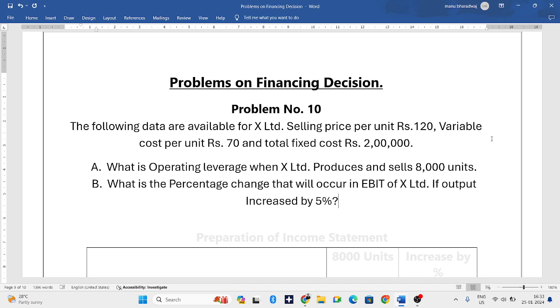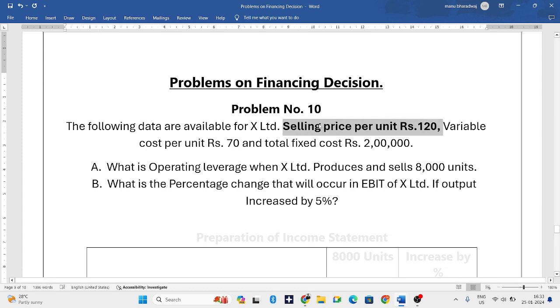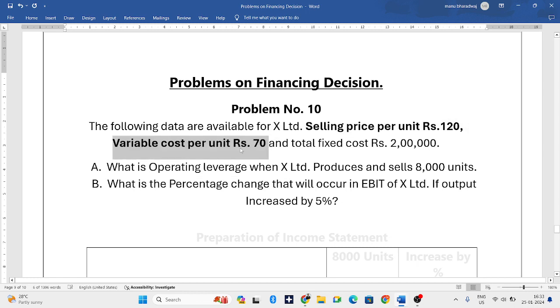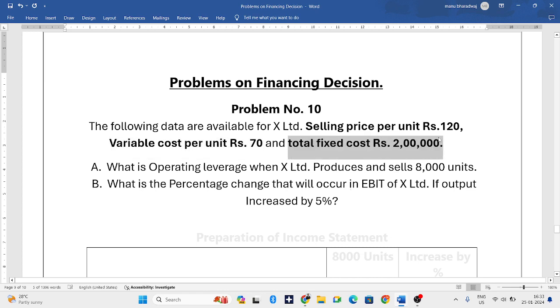The following data are available for X Limited. The selling price per unit is 120 rupees. Variable cost per unit is 70 rupees. Next, I have given further information, that is total fixed cost. Total fixed cost is 2 lakh rupees.